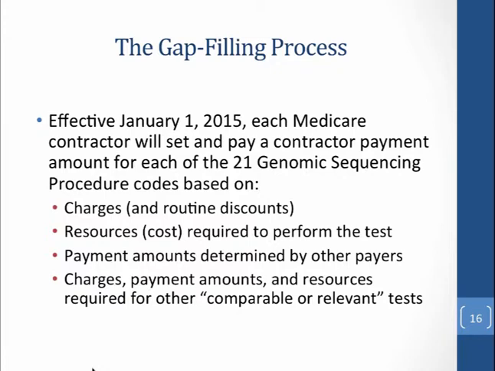And unfortunately, at least by my opinion, they're using, again, the gap-filling process. And what this really means is that starting out already this year, each Medicare contractor has to come up with their own payment for these new codes. So when you send in one of the codes, you will get a payment that should be based on charges, resources, and payment amounts by other payers, et cetera, this list of criteria.